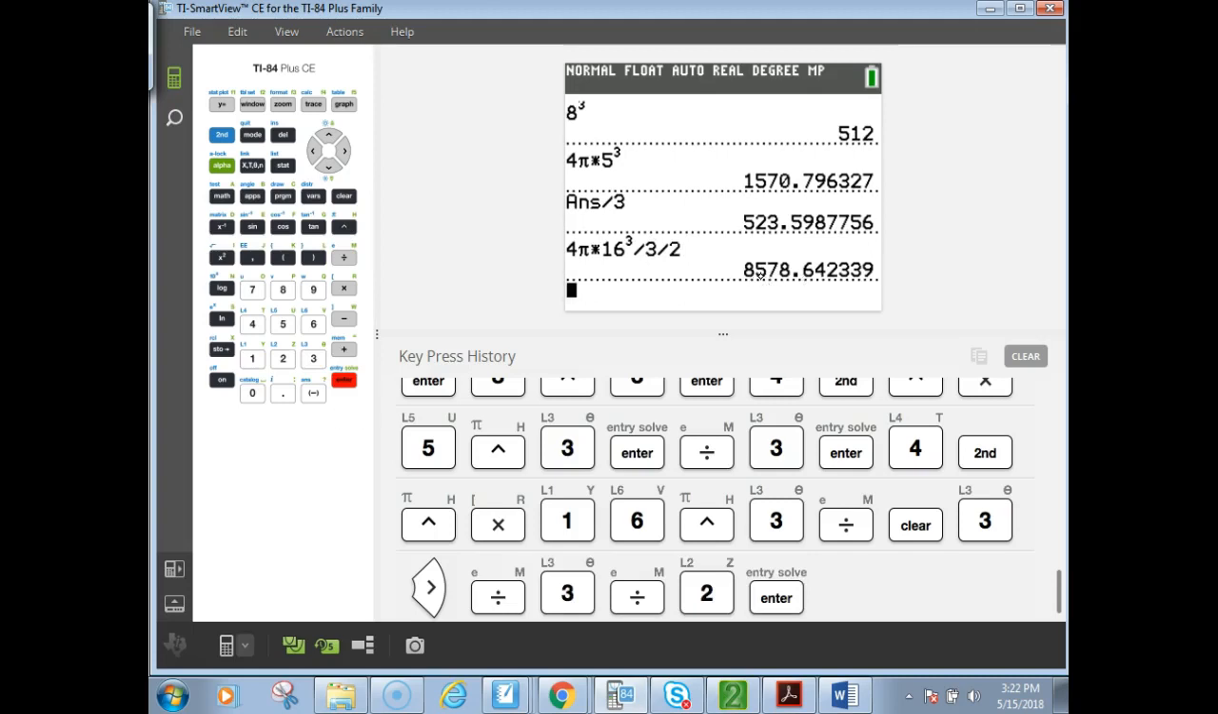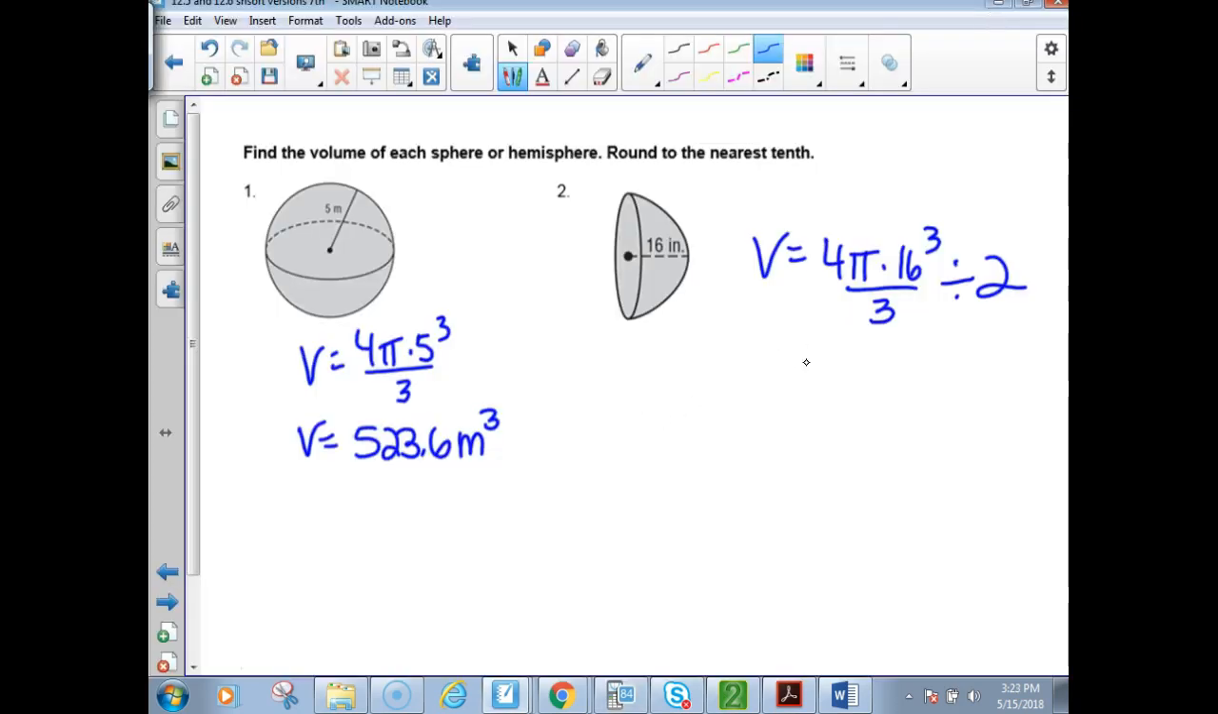Are y'all getting 8,578.6? Yes? Okay, 8,578.6. Did I divide it by 2? It's big. Yeah. Okay, cubic inches.